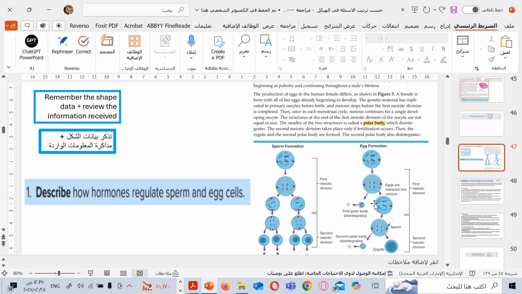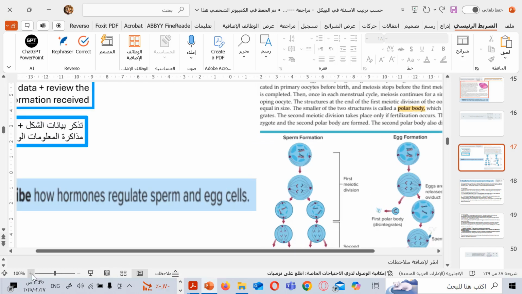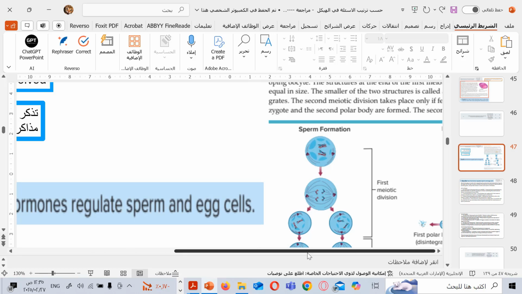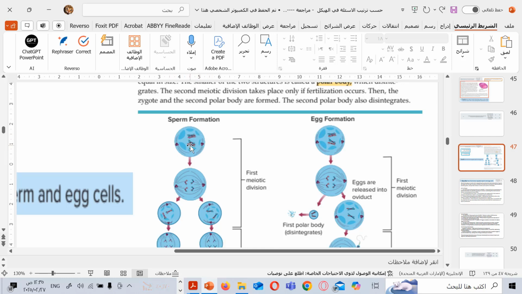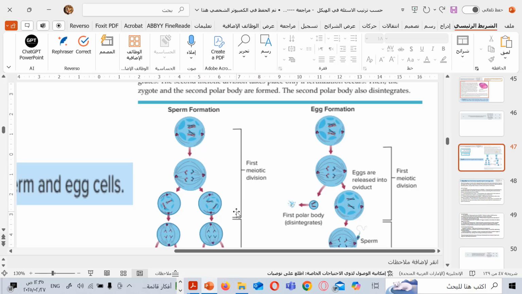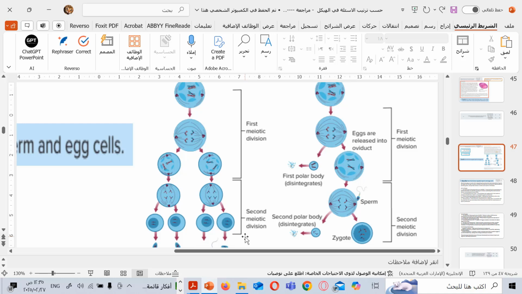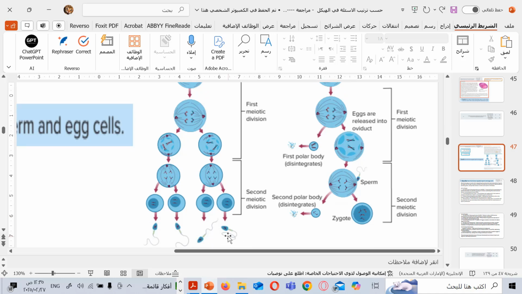Be careful, and don't forget that. Okay, we have here the sperm. The first cell goes into meiosis: first meiotic division and second meiotic division, and gives us 4 sperms.